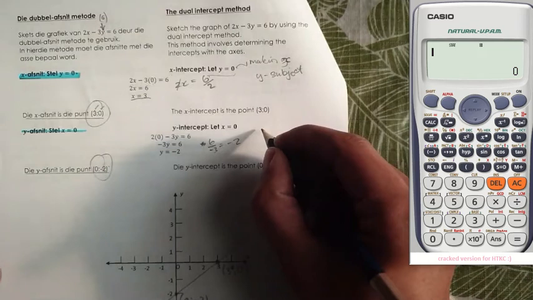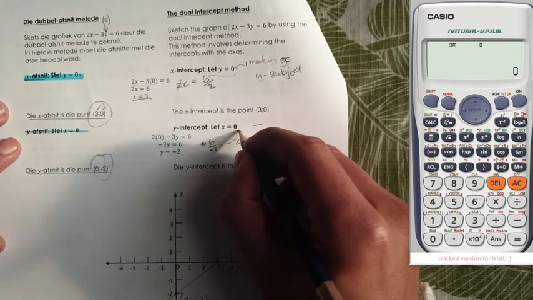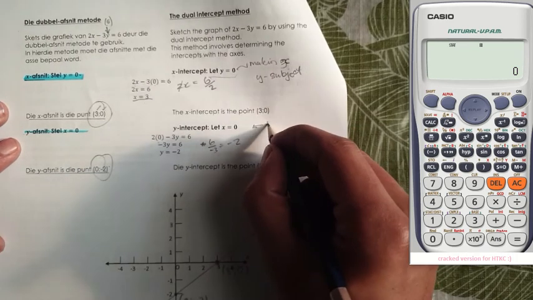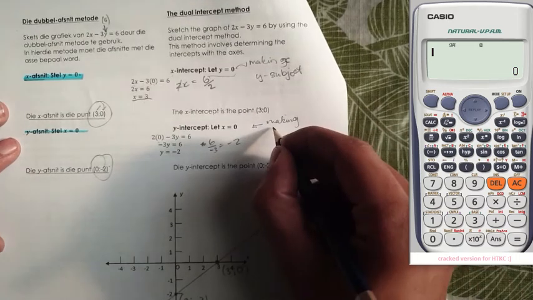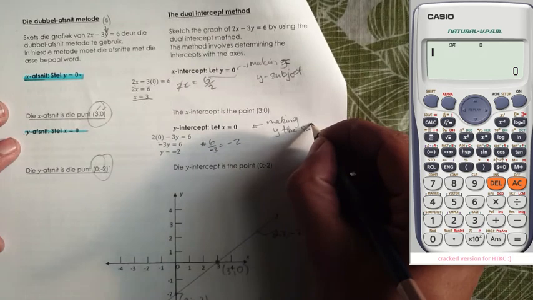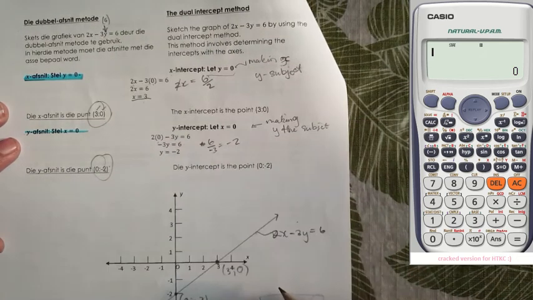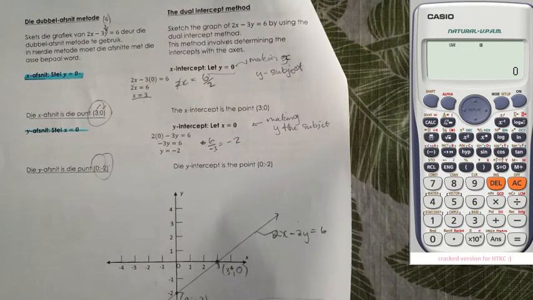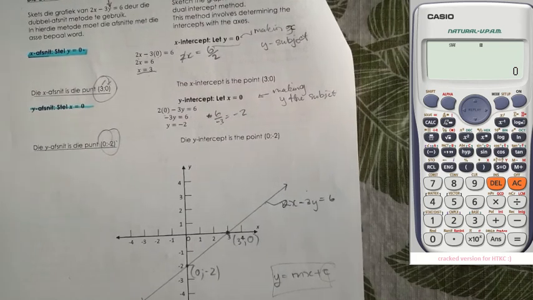And here, we let X equal to 0. And why do we do that? We're making Y the subject. What does that mean? We want to get it alone to the one side. We want to end off with Y is equal to a value. And that value is going to determine the coordinates for the Y intercept. So that is the dual intercept method, and you could have used that method as well.